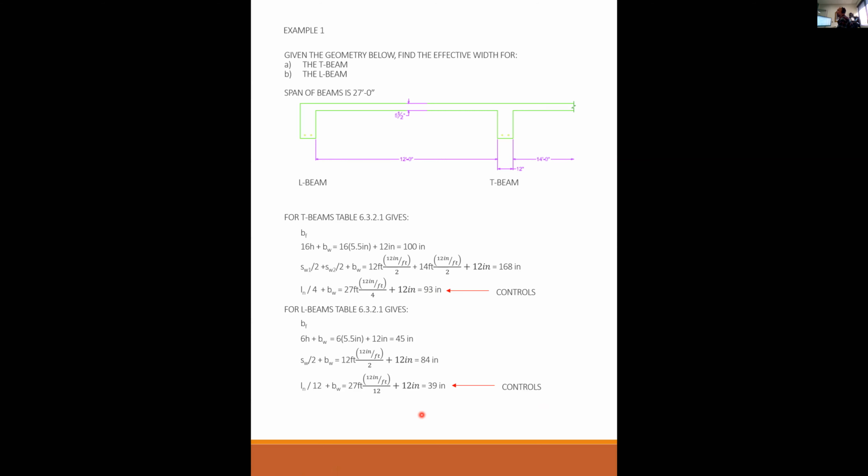Any questions on example 1? I have a quick question, Professor. What exactly did we find out? What is 93 inches? The effective width of the flange. I see. Thanks. So do you divide that one, so it's 93 minus 12 and then divided by 2, so it'll be equal on both sides?